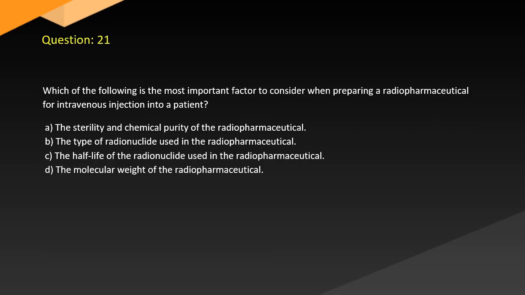Question 21. Which of the following is the most important factor to consider when preparing a radiopharmaceutical for intravenous injection into a patient? A. The sterility and chemical purity of the radiopharmaceutical. B. The type of radionuclide used in the radiopharmaceutical. C. The half-life of the radionuclide used in the radiopharmaceutical. D. The molecular weight of the radiopharmaceutical.